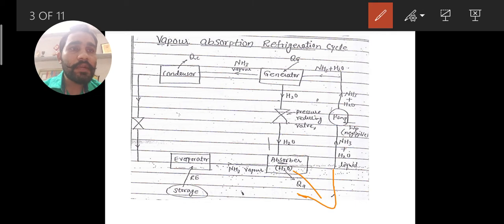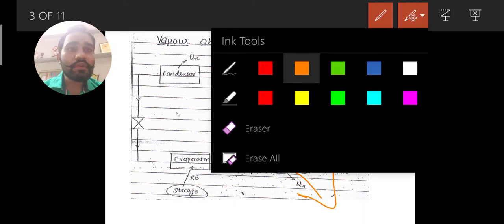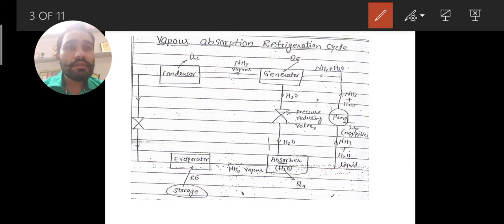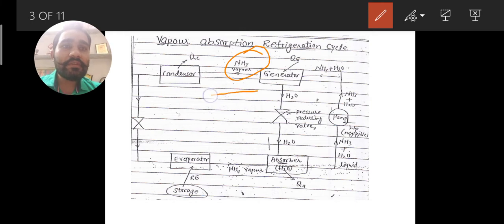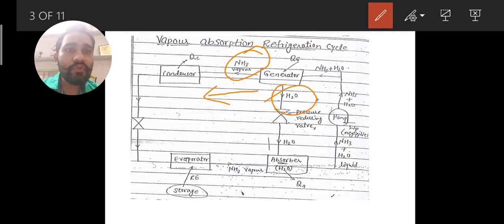Now from here we are pumping this solution through a pump to the generator. In the generator there is a burner or electrical heating, or it may be solar heating also, in which we are heating this mixture and separating out NH3 vapor from H2O. We are sending this NH3 vapor into the refrigeration cycle and separating out H2O through the pressure reducing valve, and again feeding it back to the absorber.